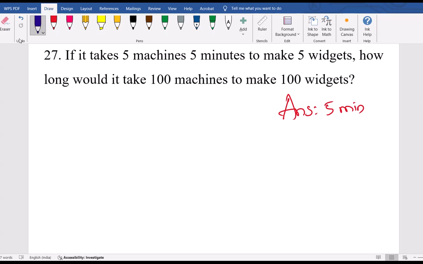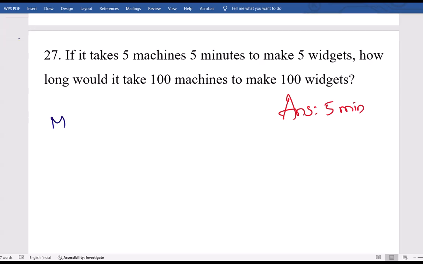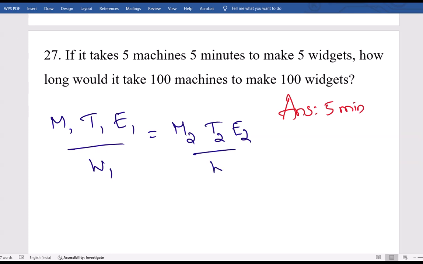7 machines, 7 toys, 7 minutes. Okay, 100 toys, 100 machines. How much time like that? Same. Now for this also we have a chain rule. Actually, there is a chain rule which is like this. I'll give the logic also. Wait. First, see this. This is the chain rule.